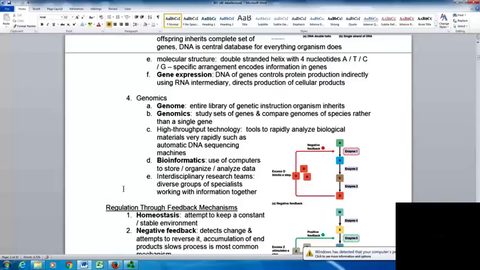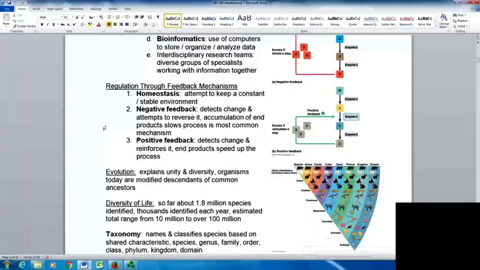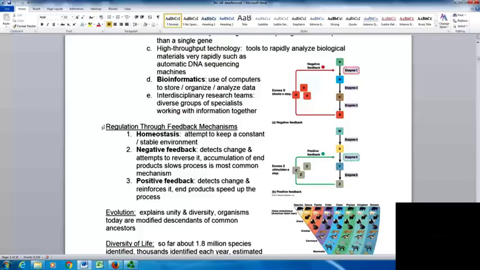So one of the things that living things like to do is regulate what's going on through feedback mechanisms. Homeostasis is just the attempt to keep a constant or stable environment, and that's what living things like to do. So it can do this through negative feedback loops. Negative feedback loops are by far the most common. They detect a change and attempt to reverse it.